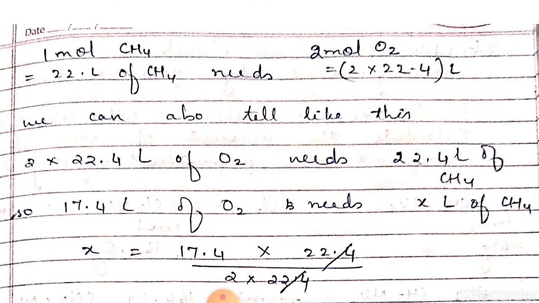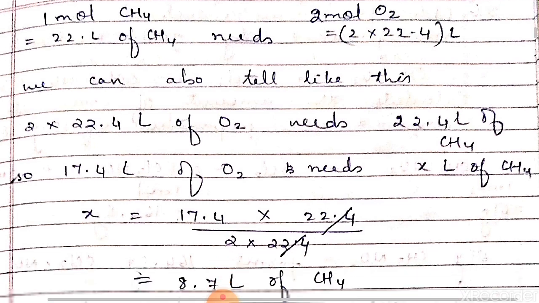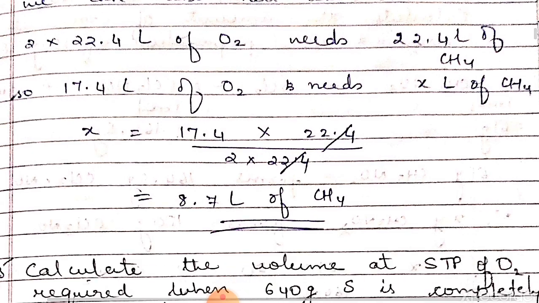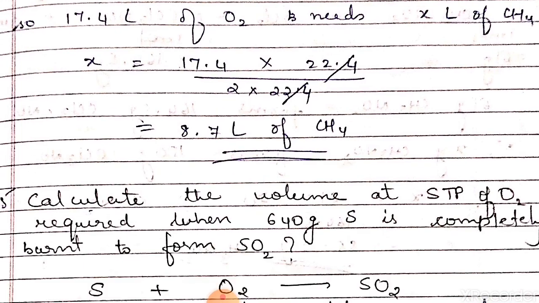So 22.4 liter methane needs 2 into 22.4 liter of oxygen. We can also say 2 into 22.4 liter of oxygen needs 22.4 liter of methane. So 17.4 liter oxygen needs X liter of methane. X is equal to 17.4 into 22.4 divided by 2 into 22.4, which is 8.7 liter of methane. So in terms of volume also you can find the stoichiometry.